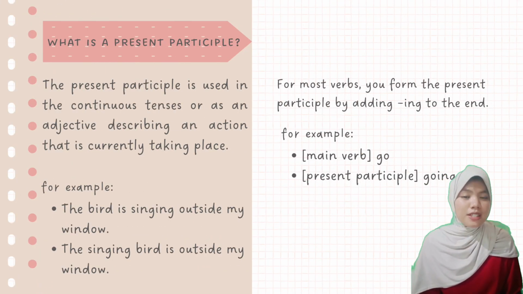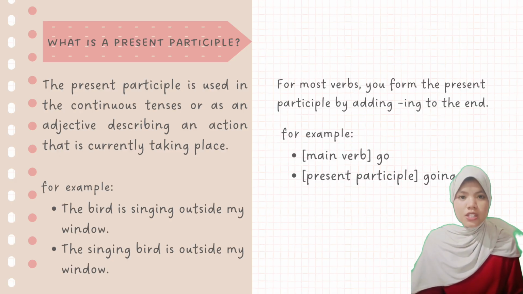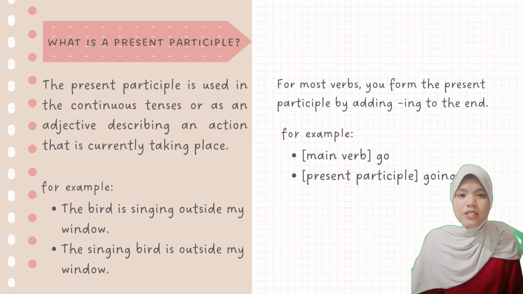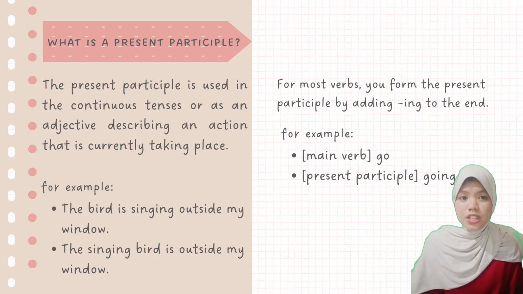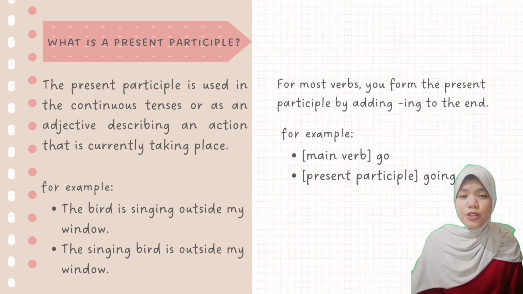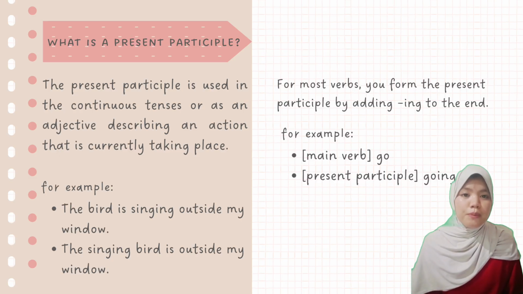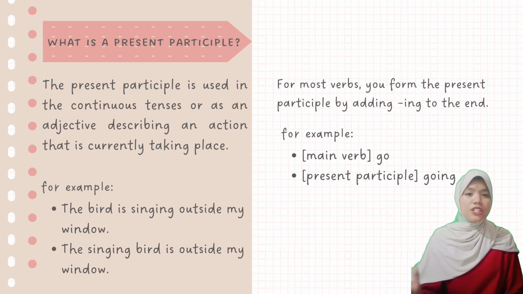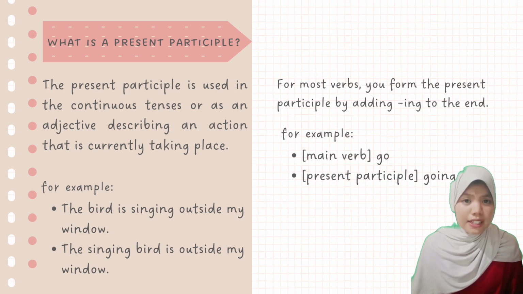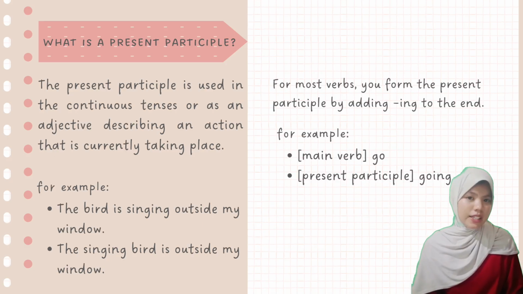What is a present participle? The present participle is used in the continuous tenses or as an adjective describing an action that is currently taking place. For example, the bird is singing outside my window and the singing bird is outside my window. For most verbs, you form the present participle by adding ing to the end. For example, main verb go and present participle going.